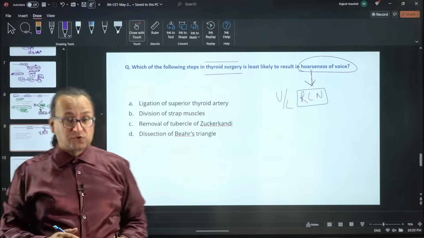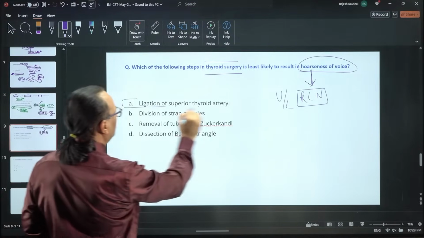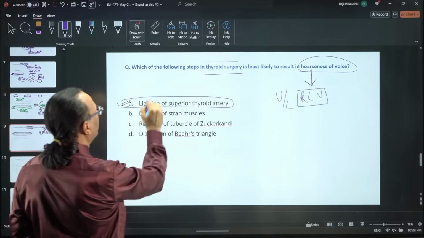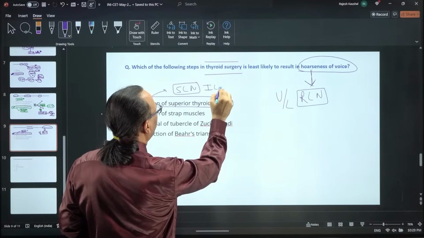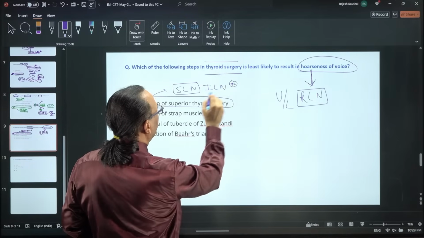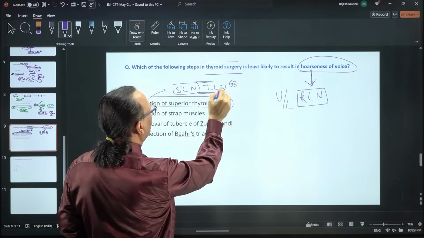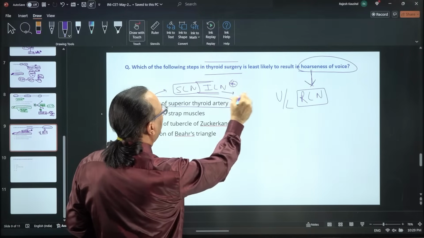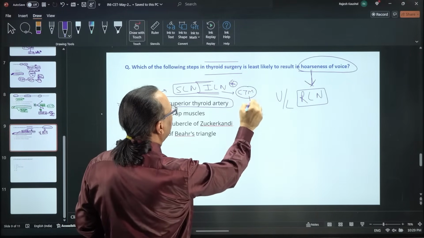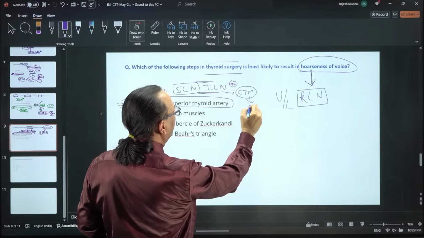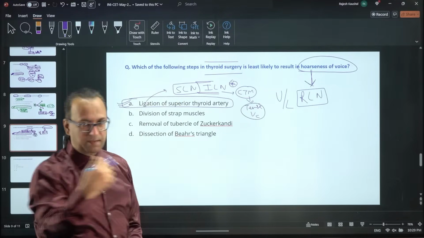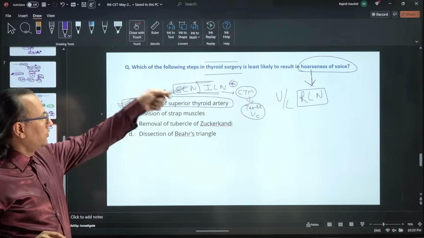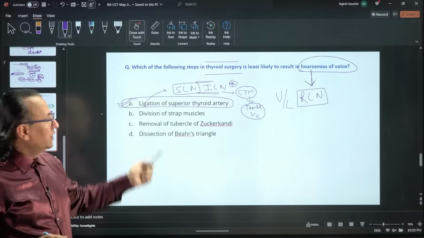Okay. So I think this should be the answer, because the superior thyroid artery is running with the superior laryngeal nerve, which is a branch of the internal laryngeal nerve. If it is damaged, then there may be some problem with the voice, like the cricothyroid muscle is compromised, and the patient will have difficulty to tense the vocal cord. So that may happen. The answer to this question should be choice A.